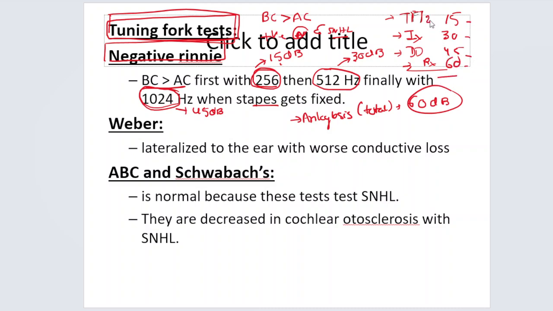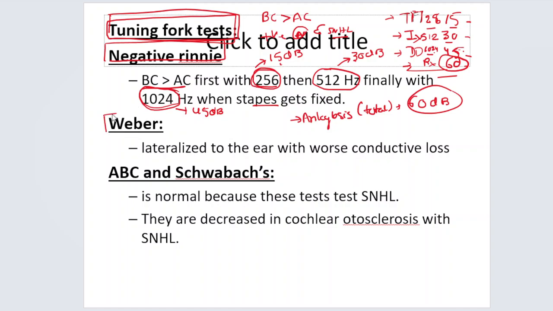So 256 becomes negative means 15 decibels hearing loss. 512 becomes negative means 30 decibels of hearing loss. 1024 Hz becomes negative means 45 decibels of hearing loss minimum. Finally, 60 decibels means that the footplate has got fixed.